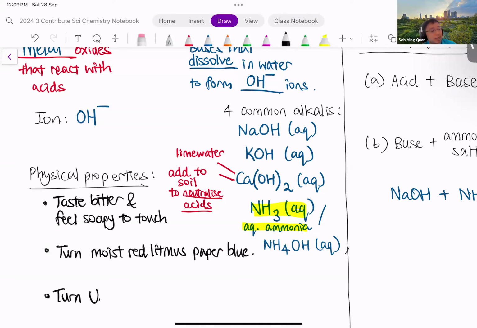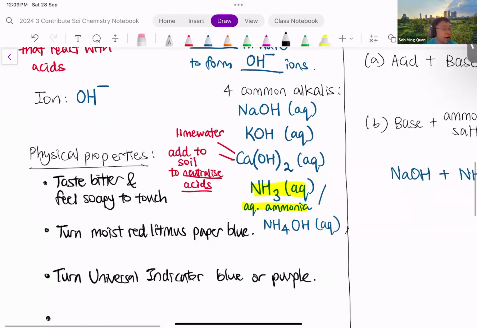Universal indicator is another indicator. Alkalis turn universal indicator blue or purple. Now this is crucial. Blue is pH 8 to about 11. Purple is about pH 12 to 14. So depending on the pH of the substance, you may have slightly different colors for universal indicator. So universal indicator is a method of determining roughly, approximately, what the pH is. So far, the first 3 physical properties of alkalis should be things that you are very familiar with.